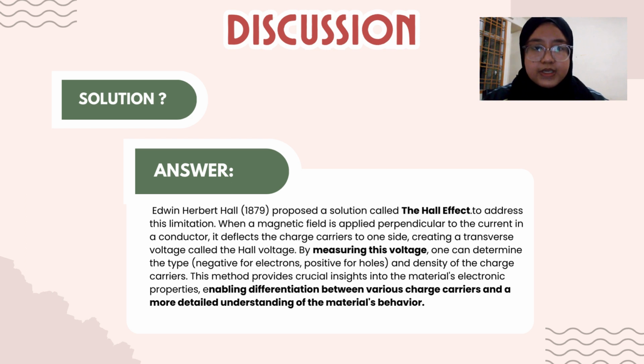By measuring the Hall voltage, we can determine the type, which is negative for electron and positive for hole, and the density of the charge carrier. So this method provides crucial insight into the material's electronic properties, which enables us to differentiate between various charge carriers and gain a more detailed understanding of the material behavior.